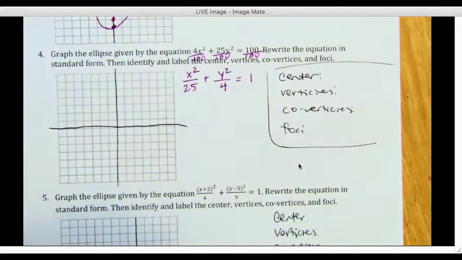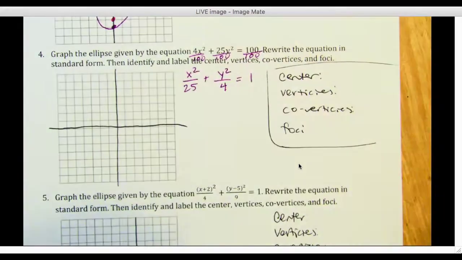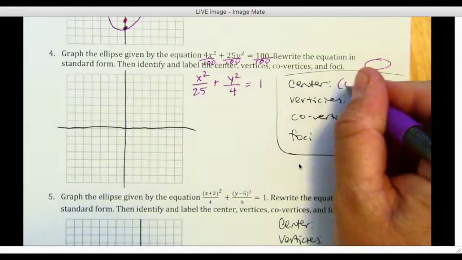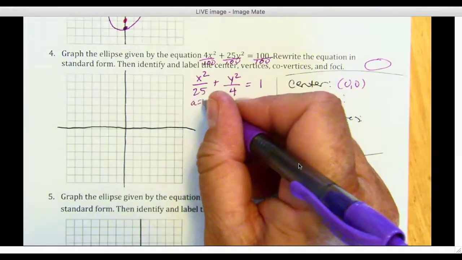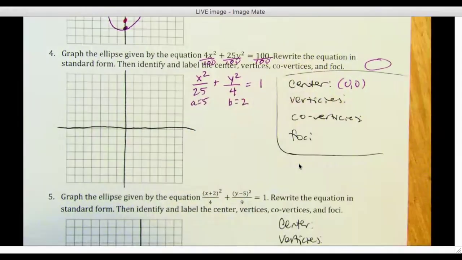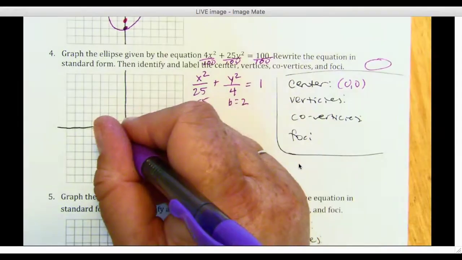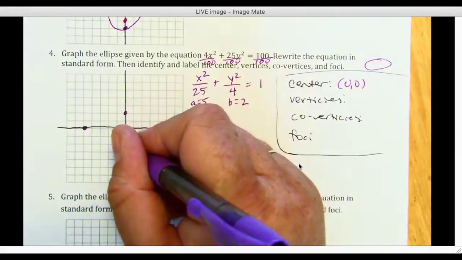So I have my a squared underneath the x. So I know this is going to be a horizontal ellipse. And again, there's nothing on my x or my y. So my center is 0, 0. And so center 0, 0, my A value is 5 and my B value is 2. So out horizontally 5 and 2, 4, 5, and vertically 2 and 2. And that gives me the shape of my ellipse.